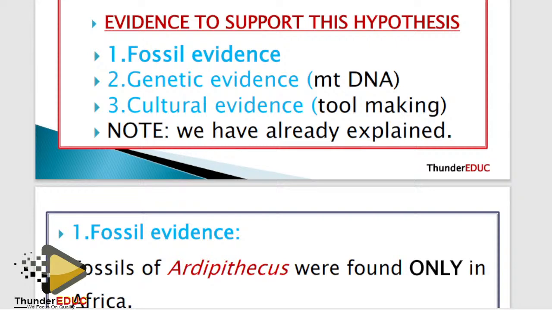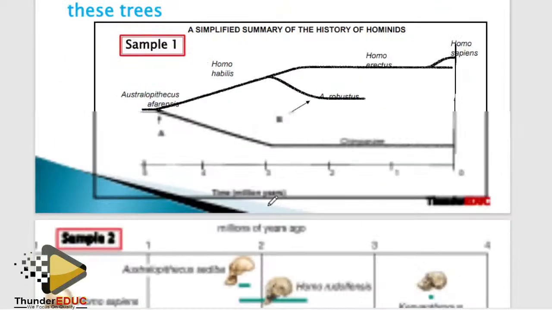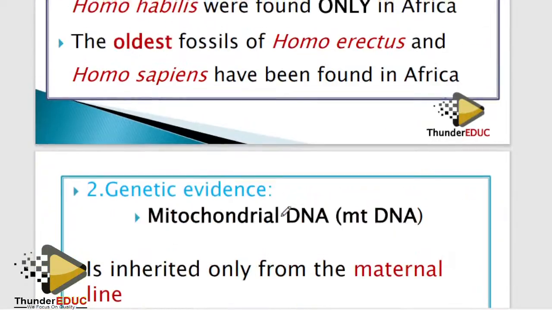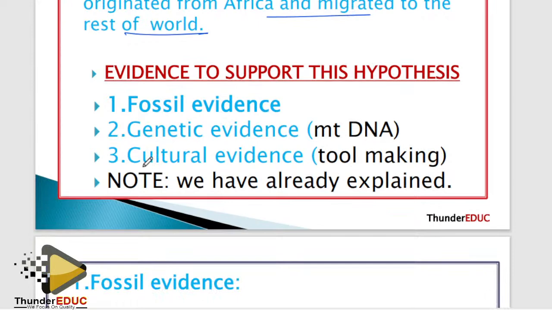Let's go to the next question so that we wind up. They're saying fossil evidence, guys, you need to know this. If they ask you to explain the out of Africa hypothesis, you need to know that modern humans originated from Africa and migrated to the rest of the world. That is the first point. But when they talk about evidence to support that, it is fossil evidence, genetic evidence, and cultural evidence.